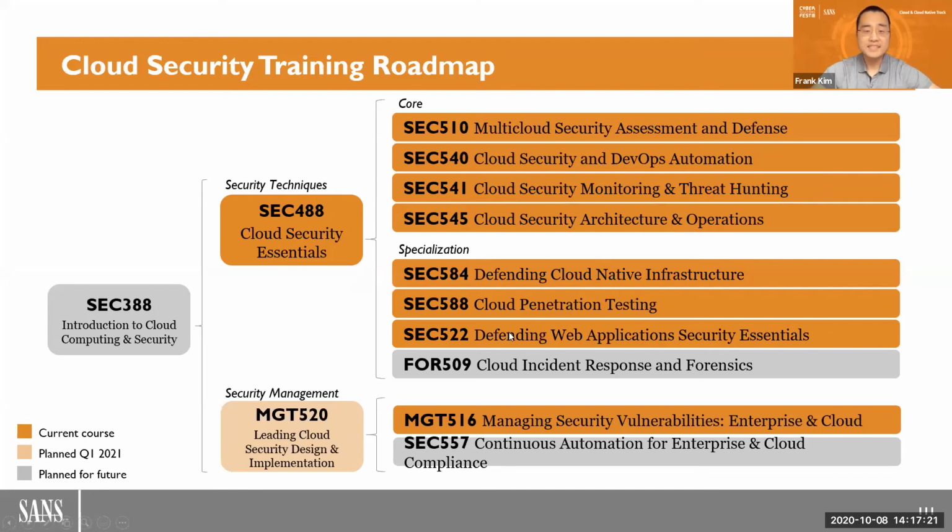technical specific classes over here on the right-hand side, like the 510 class that is equal parts AWS, Azure, and GCP, like our 540 Cloud Security and DevOps Automation class, all about the DevSecOps pipeline. Brand new class here on monitoring and threat hunting, 541, to start in AWS. Of course, we've got the popular 545, Cloud Security Architecture and Operations, and other classes like 584 on defending cloud native infrastructure on containers, Kubernetes, and so on. And then we've got some other management classes down here at the bottom.